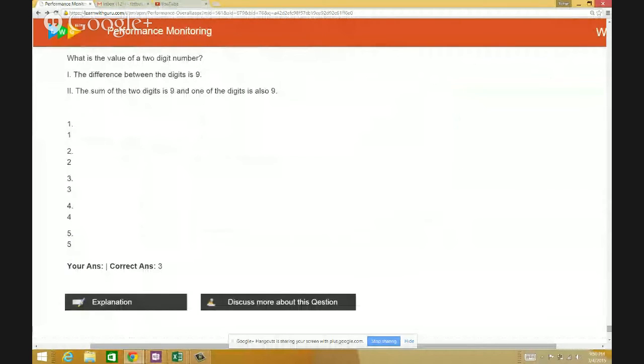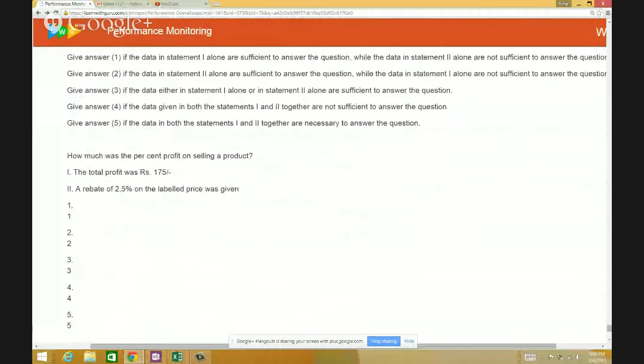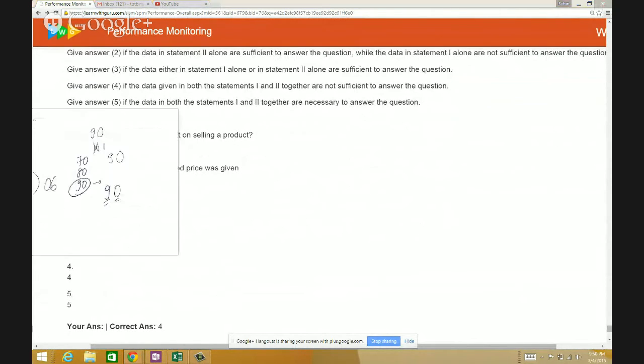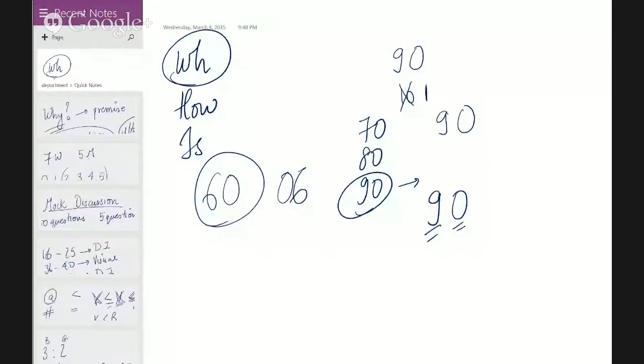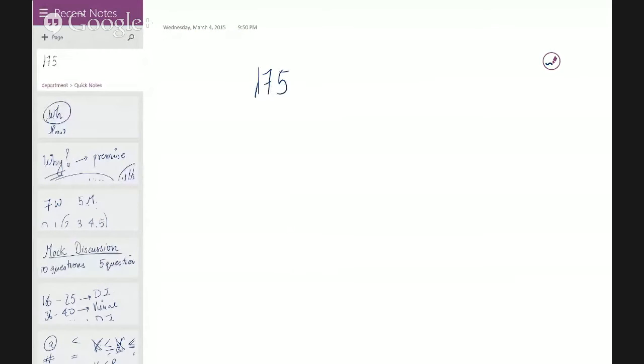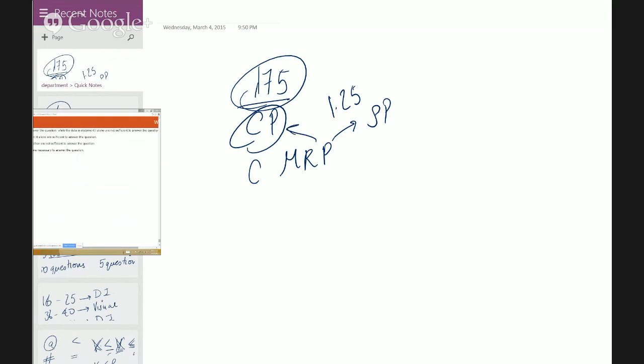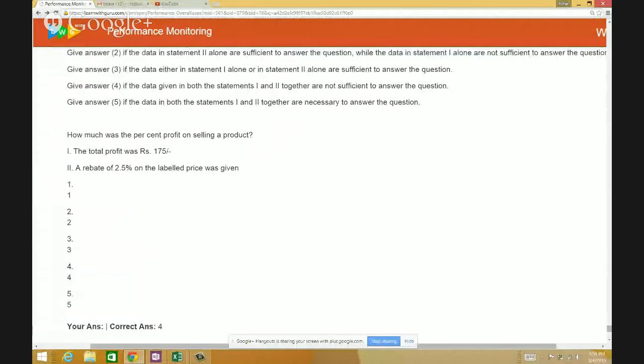So like that. How much percent profit on selling a product? Total profit was 175. A rebate of that much was given to you. Now understand this. If total profit is 175 rupees, we can say profit is 175. Now we need CP to get the profit percent, but they're saying a rebate is given. Rebate is basically off the MRP, and you've reduced the price, but you've got SP, and this percent is 1.25. So in any way we cannot go to CP. So the answer is we cannot find the value even by using both the statements.